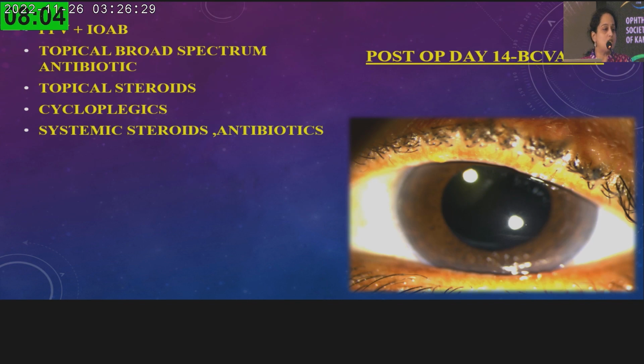As the visual acuity was perception of light, the patient underwent pars plana vitrectomy with intraocular antibiotics along with oral antibiotics and systemic steroids. On the next post-op day, the patient received topical steroids, topical antibiotics and cycloplegics. Now this is the photo showing post-op day 14 with a visual acuity of 6/12, and this was a case of acute post-operative endophthalmitis.